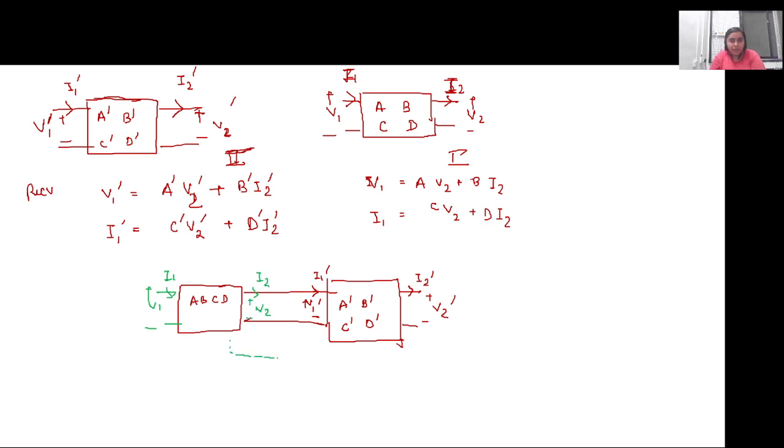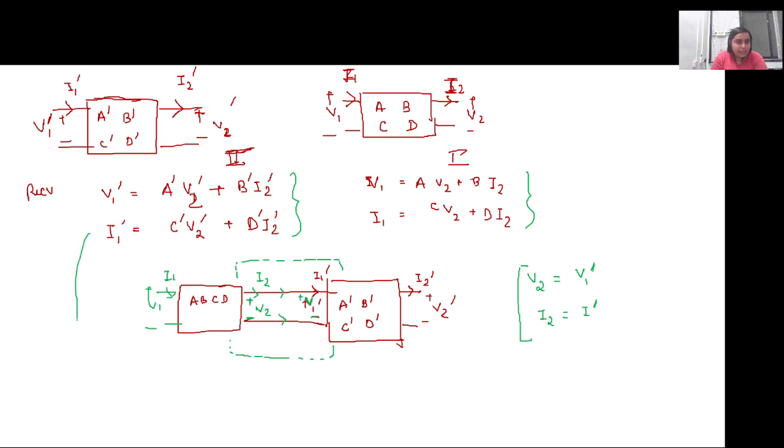So just consider this part of the network. V2 is actually equal to V1 dash, and I2 is equal to I1 dash, right? This is the same current that is flowing into the second network from the first network, and whatever the voltage here, since there are no elements connected across it, V2 and V1 dash are actually the same thing. So using this in the four equations that I have written here, V1 dash can be replaced by V2, right?